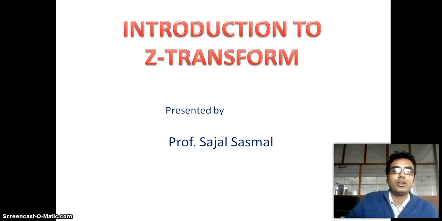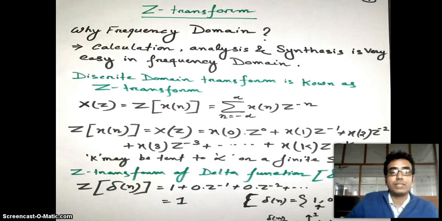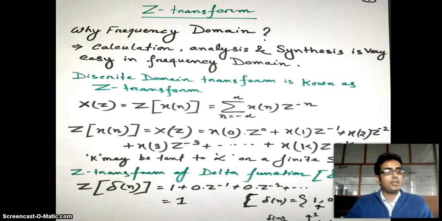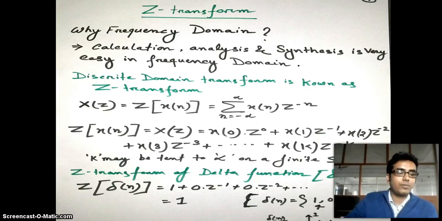I am going to introduce a topic, Z transform. Z transform is a complex frequency domain transform, and one question can arise: why frequency domain? Because calculation, analysis, and synthesis are very easy in frequency domain. Another advantage of the Z transform is that in Z domain, convolution of two time domain signals is equivalent to multiplication of their corresponding Z transforms.